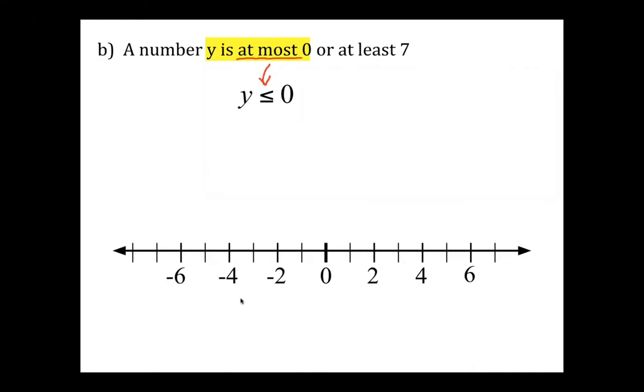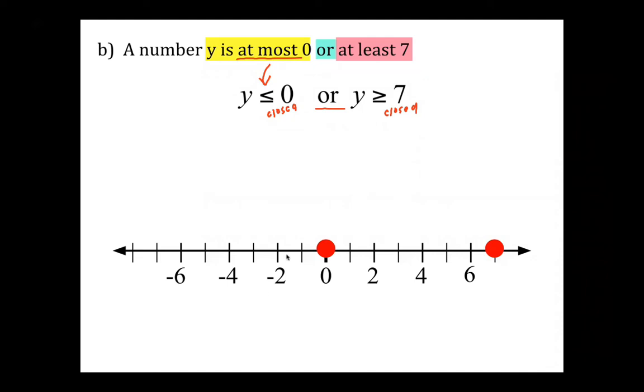And then find your connecting word, in this case, or. Then find your last inequality, which would be y is at least 7. At least would represent greater than or equal to. Now that you have your inequality written, we see that we have a compound inequality joined by the word or. So first, draw a closed circle at 0. And then draw a closed circle at 7 just to plot down your values.